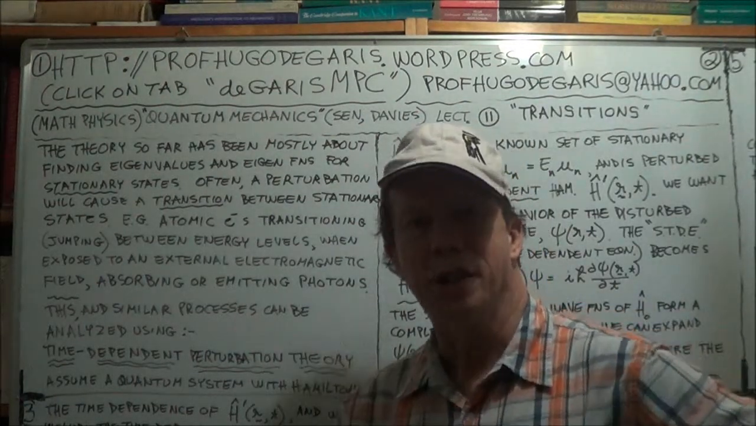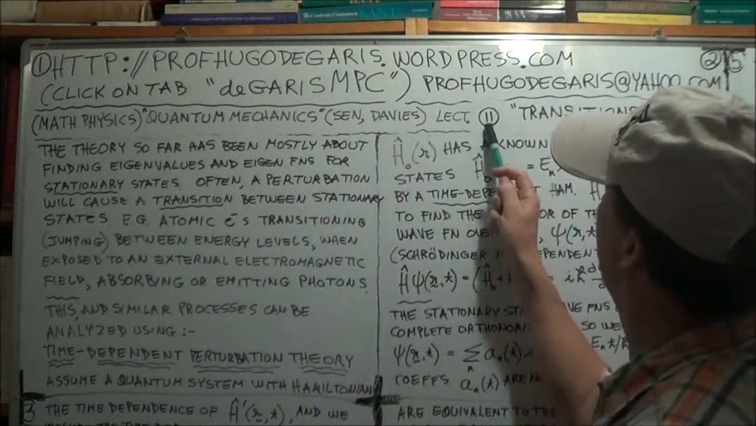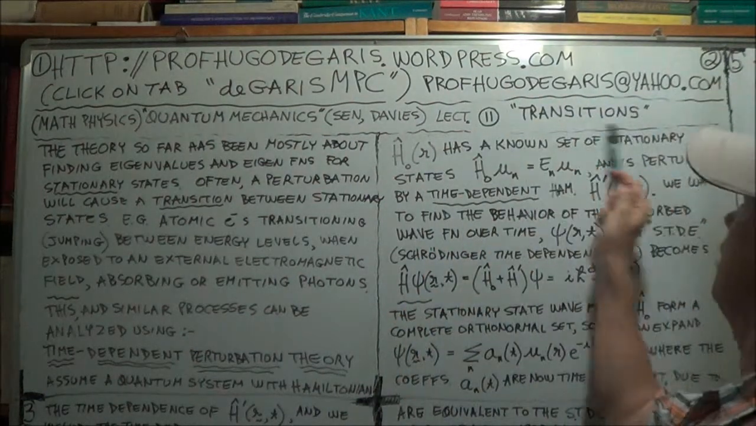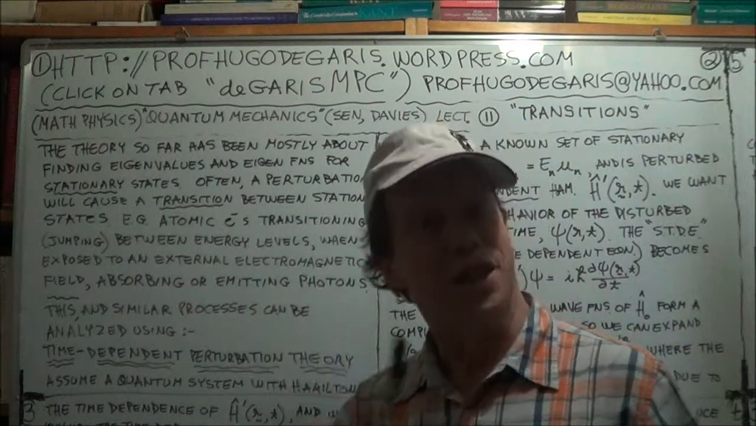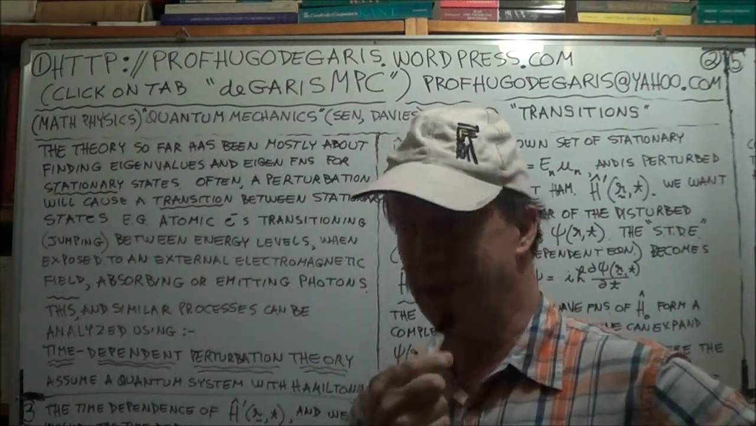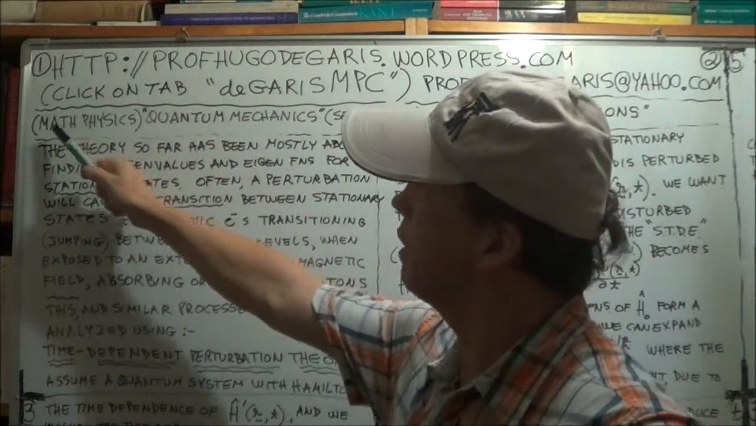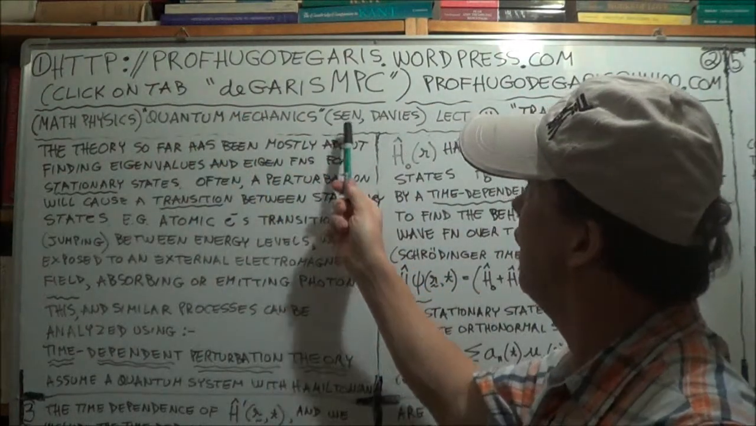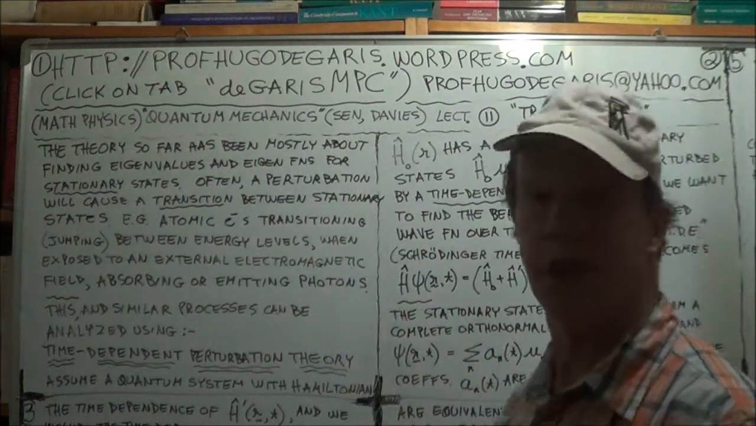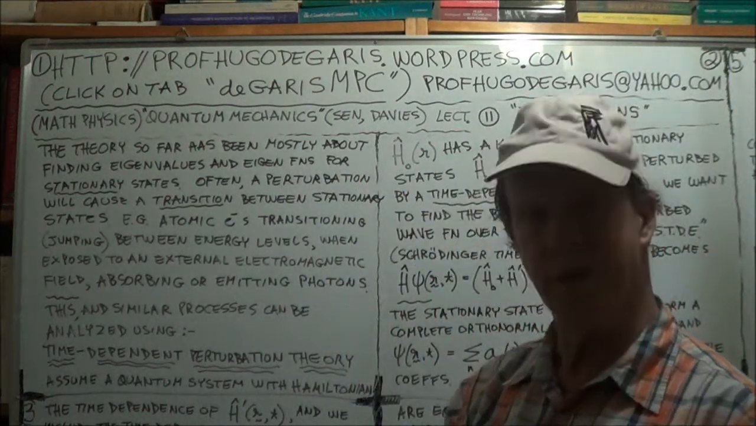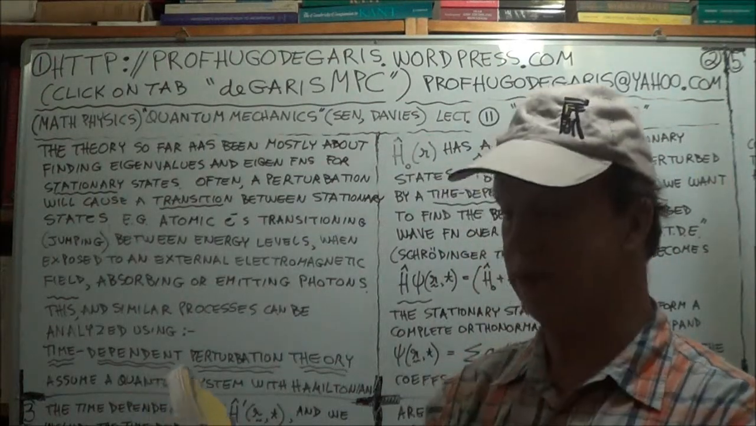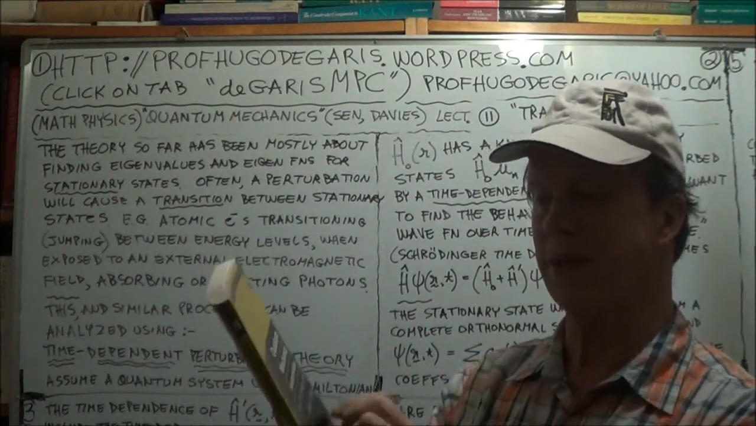This is lecture 11, on the theme of transitions. It's the last lecture of this whole course. It's a mathematical physics course on quantum mechanics at senior level. First author of the text being used is Davies. It's a two-authored text, Paul Davies and David Betts, called simply Quantum Mechanics.